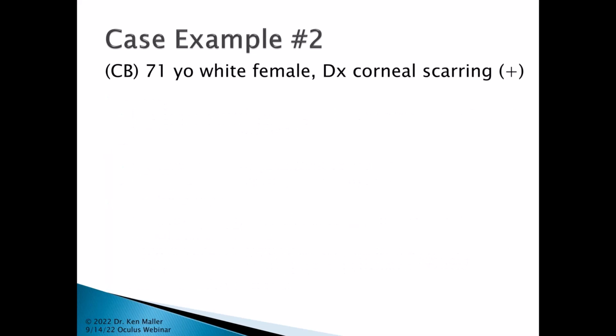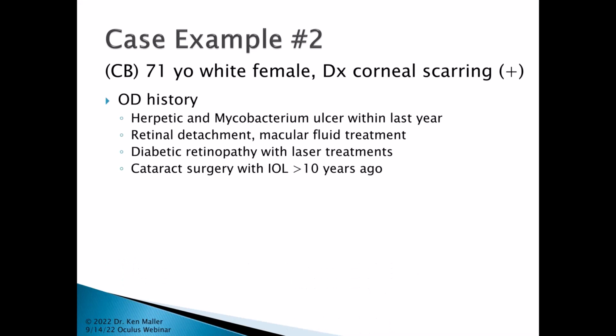So let's go on to example number 2. This was a 71-year-old white female. Diagnosis was corneal scarring, and I put there plus because there's quite a bit more to the history than just some scarring. We can see on the right eye, she had a herpetic and a mycobacterium ulcer within the last year on that right eye.